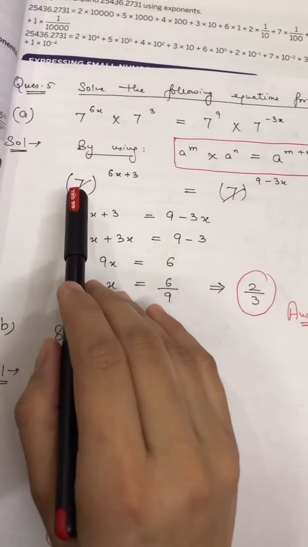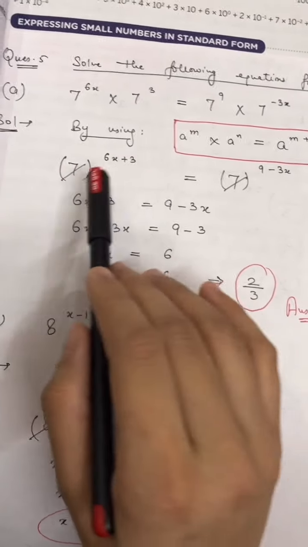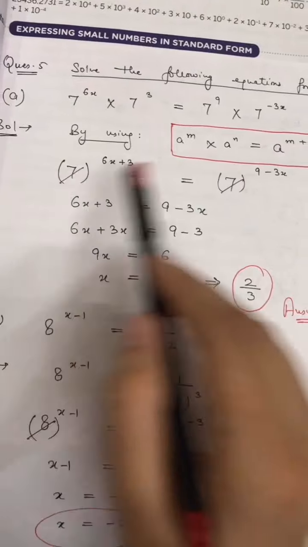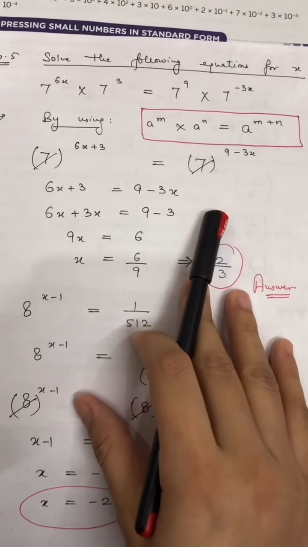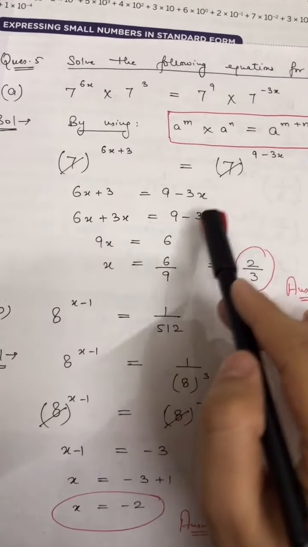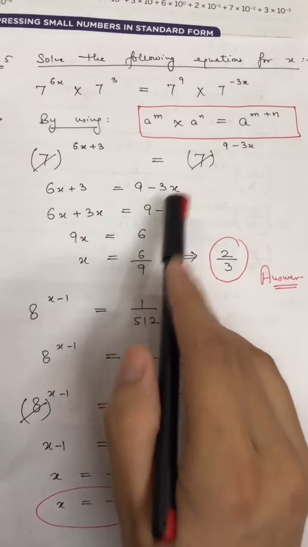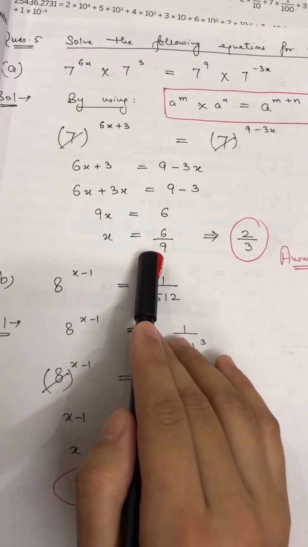Now in the left hand side and right hand side, the base is the same, so here we can cancel the base. We can remove this base. Now what is left after cancelling 7 and 7? 6x plus 3 is left, and here 9 minus 3x. Now you can easily compute the value of x from here.